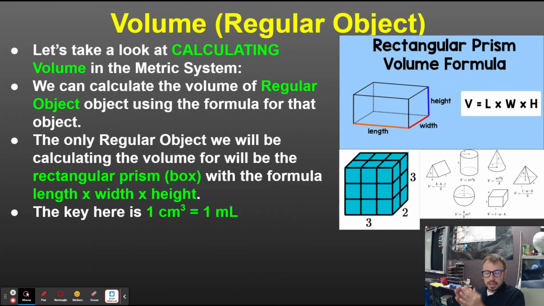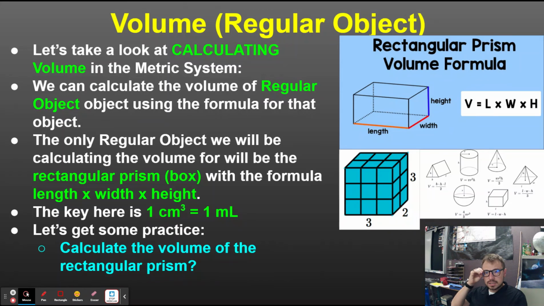If you think back to a doctor show and they say we need 200 cc's of this medicine stat, well, cc stands for cubic centimeter. They're asking for 200 milliliters of that medicine. So let's get some practice. Let's look at that prism and calculate the volume of it. It has a length of 3, a width of 2, and a height of 3. So 3 times 2 times 3 is going to be 18 centimeters cubed, or 18 milliliters, right? Remember, those are the same unit.